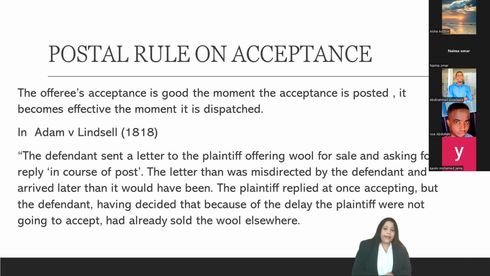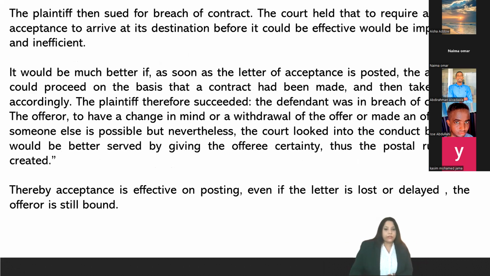So in Adam versus Linsell, 1818 case, I do not have the citation nor did I have before. In Adam versus Linsell, the defendant sent a letter to the plaintiff offering wool for sale and asking for a reply in the course of post. He said that you will have to send it to me by post. The letter then was misdirected by the defendant and arrived later than it would have been. The plaintiff replied at once, accepting, but the defendant, having decided that because of the delay the plaintiff was not going to accept, had already sold the wool elsewhere. Because the acceptance came in late because of postal delay, this guy had already sold the wool to someone else.